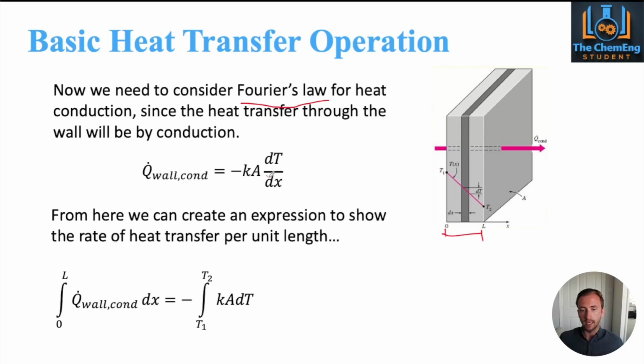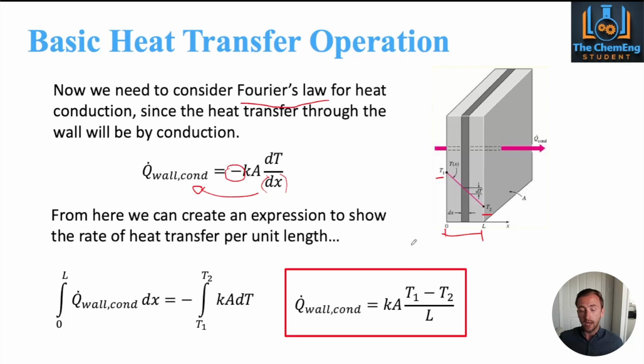Therefore, if we bring the dx, which is here, across to the other side, and we then say that the Q wall conduction, so the energy for conduction through the wall, with limits of 0 to L, i.e. the thickness, must be equal to minus, because that's this minus here, of the integral between the initial temperature, so that's T1 here, and the final temperature, T2, where it's k A dT. So that's us started to derive the heat transfer operation per unit length using Fourier's law for conduction.